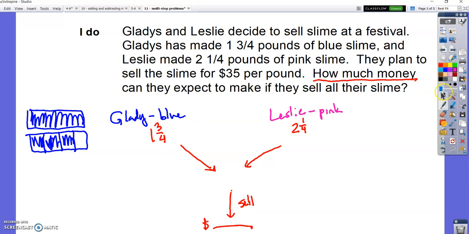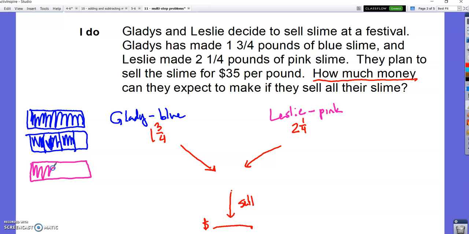Leslie, in pink, switch colors, has 2 whole pounds and 1/4 of a pound. Look at that, I conveniently have 1/4 of a pound here. So all together, I can see that they have 4 pounds of slime. That's how much they have together, 4 pounds.